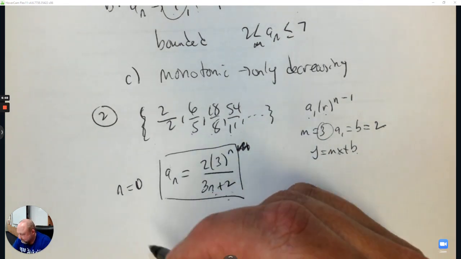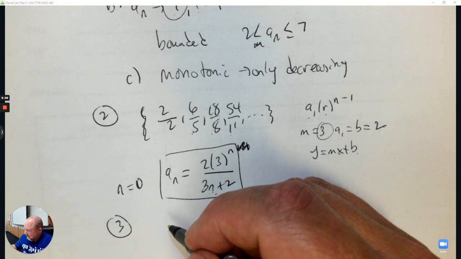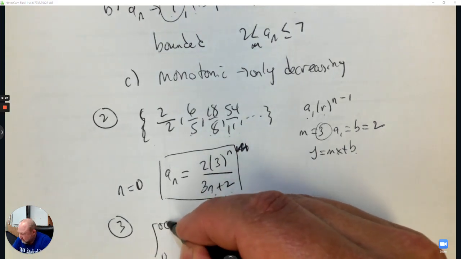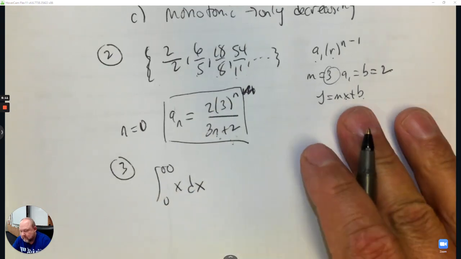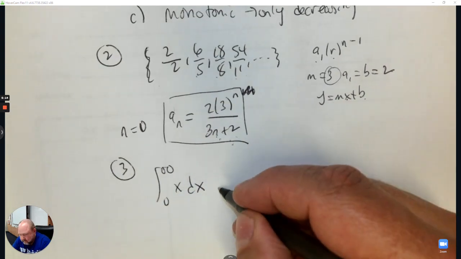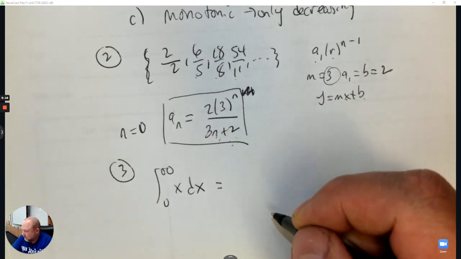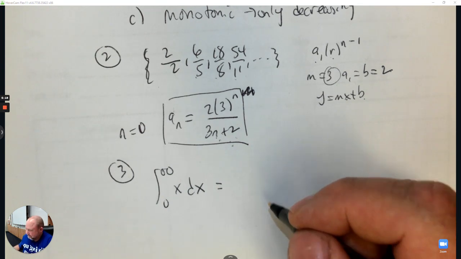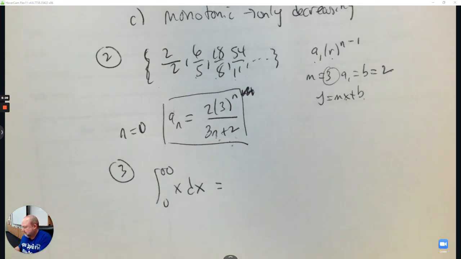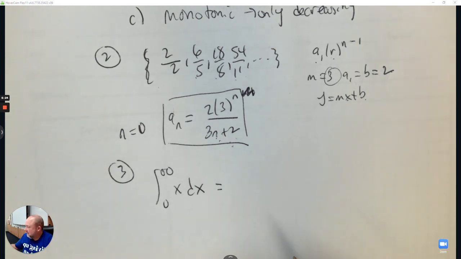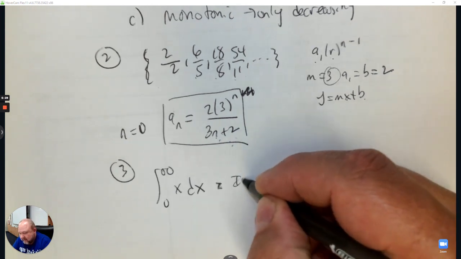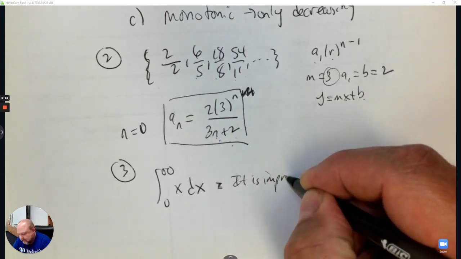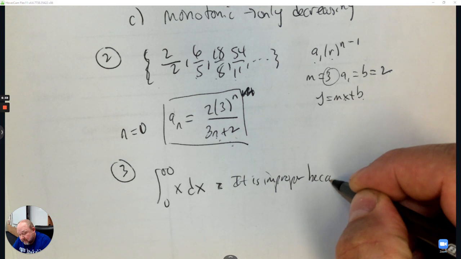Number 3. Integrating from 0 to infinity, what would the answer be? So the question is, what was the question? Give a reason why they're improper. Well, it is improper. Why? Because the upper limit is infinity.